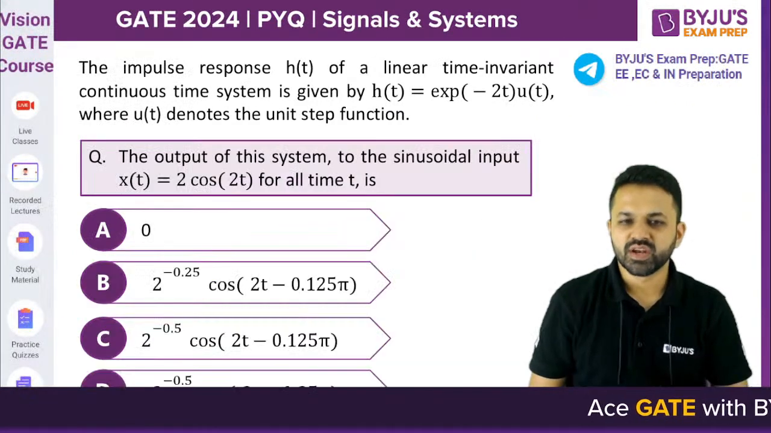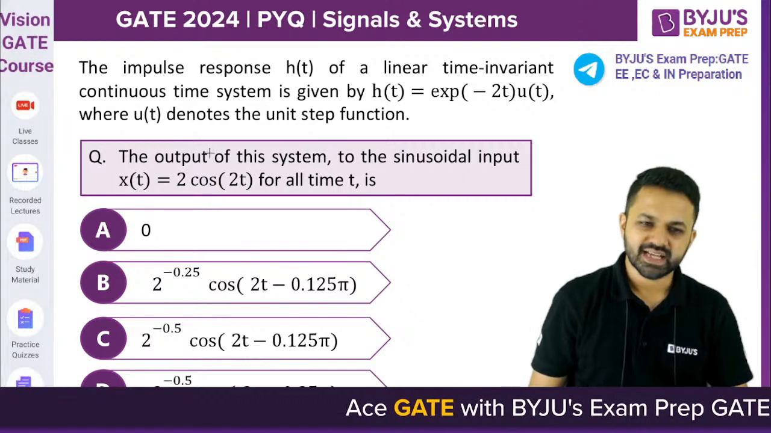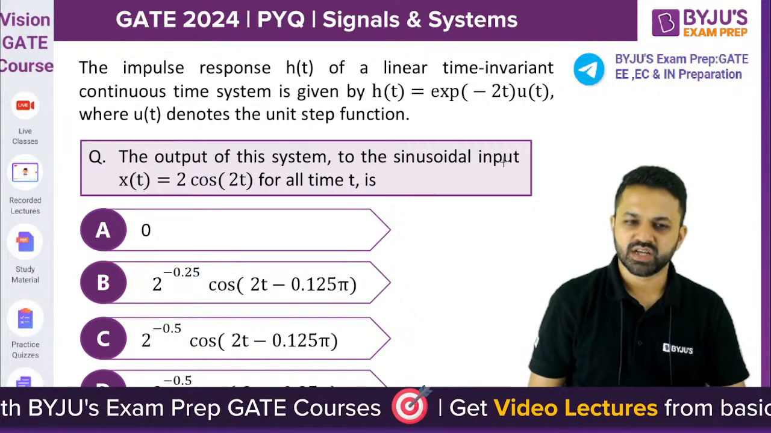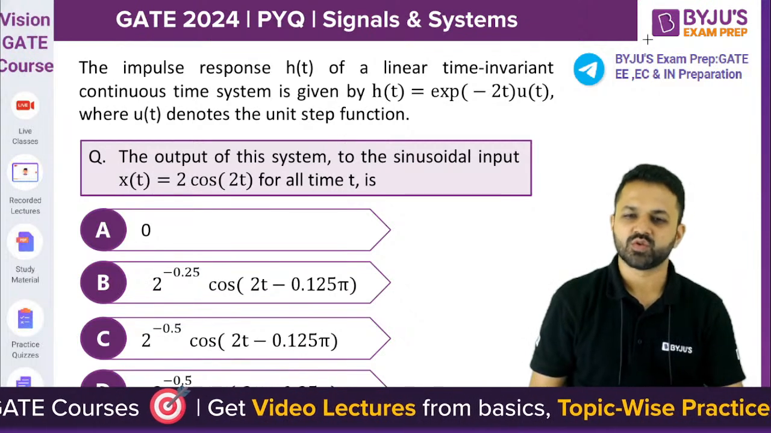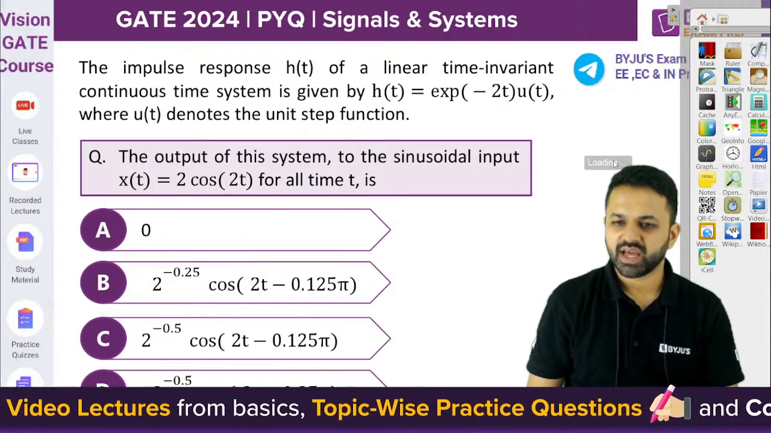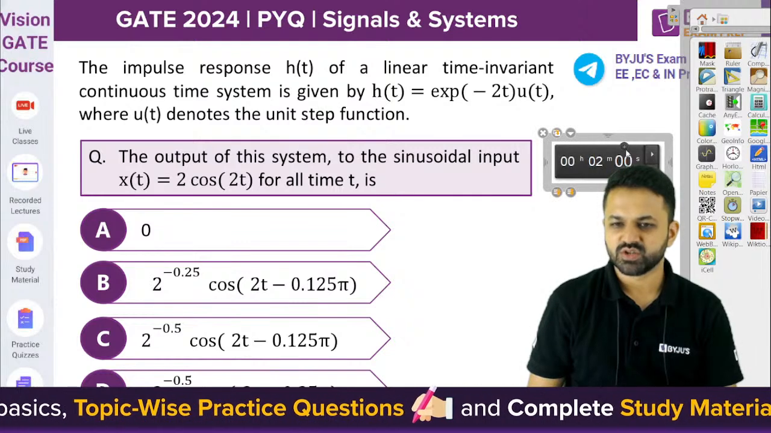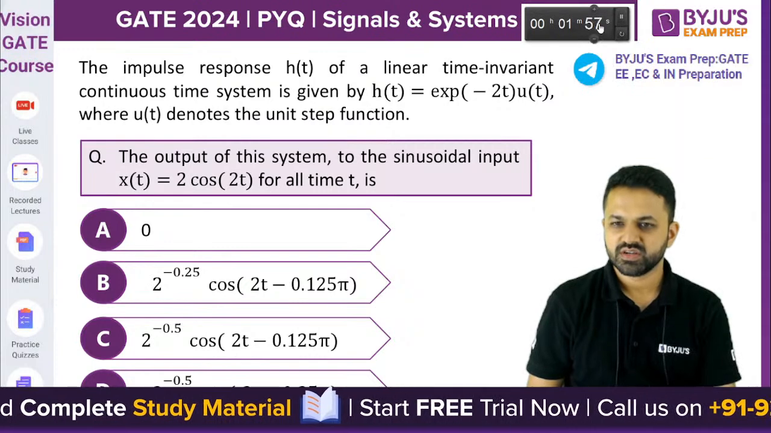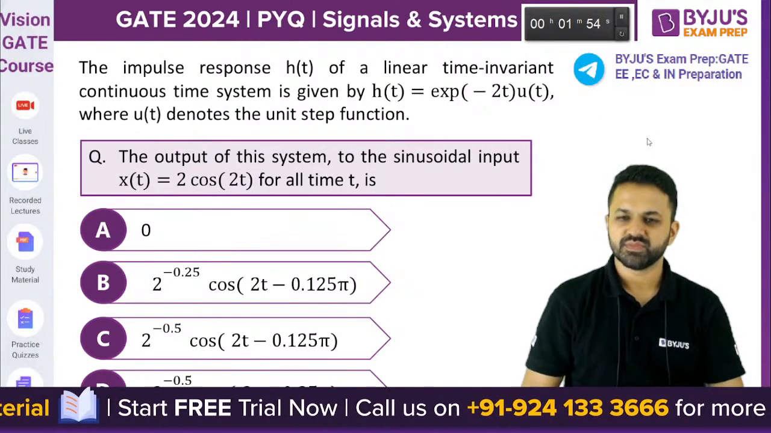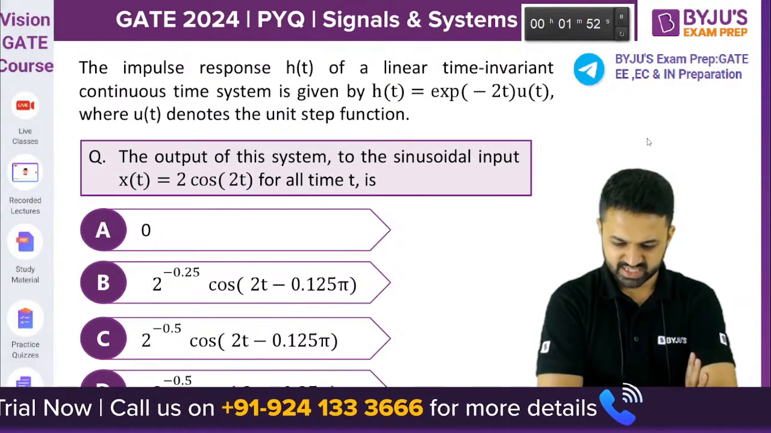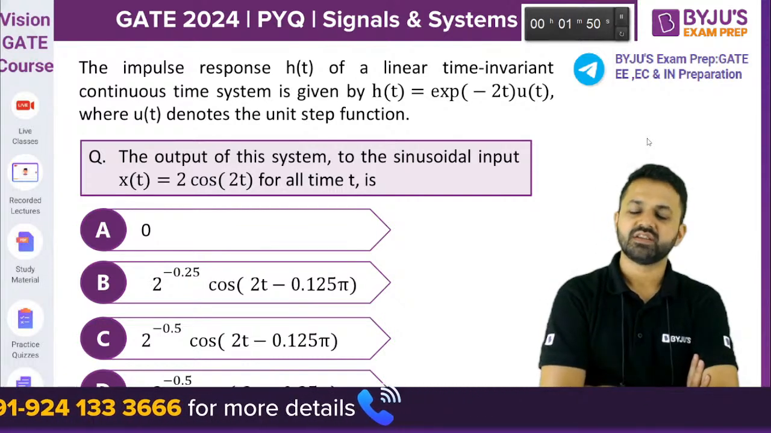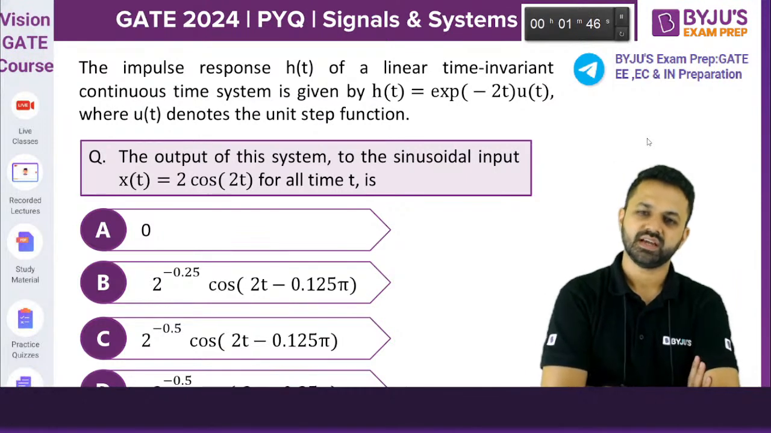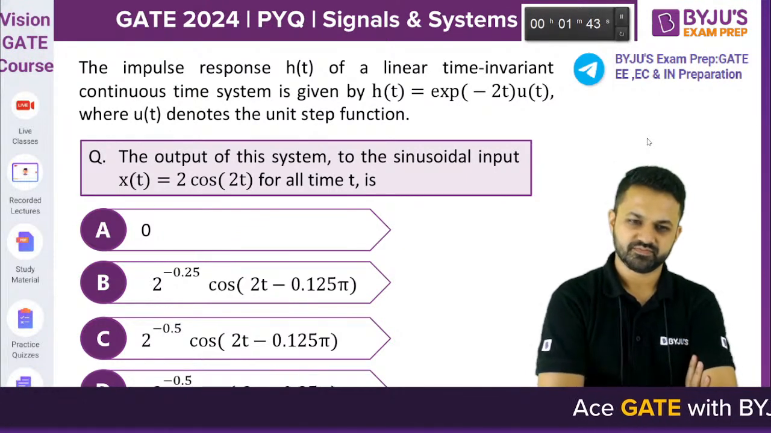Now, to link with this same question, it is asking what will be the output of this system to the sinusoidal input x of t equal to 2 cos 2t. So like the previous question you solved, let's try to solve this question also. This is the link with the previous question, and I'm giving you 2 minutes time. Yes, Lakshman, so now continuing with the same question, it is the same question as the last one you solved. Now try to solve this one.